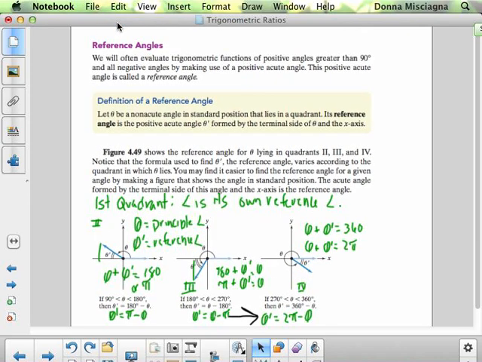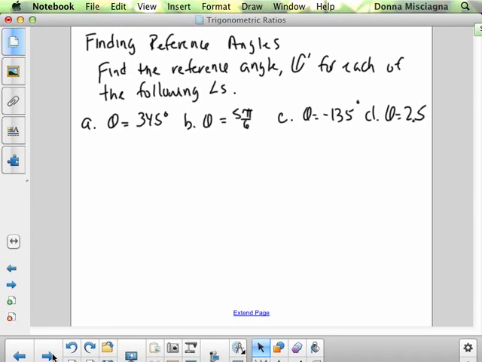All right, so let's take a look at a few problems. We're going to find the reference angle, theta prime, for each of the following angles. I will draw a picture as well, which helps to see what quadrant you're in. So 345 degrees. I'm going to label this with degrees since we're in degrees.